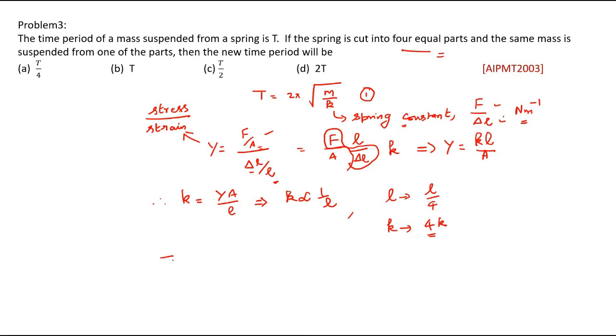Therefore, the time period T is equal to 2 pi into root m by 4K. Note that K is inversely proportional to L. So this will be 2 pi by 2 into root m by k. But 2 pi root m by k is T, so this becomes T by 2. You can consider this as T1. So T1 is T by 2. So T by 2 is here, and option C is correct.